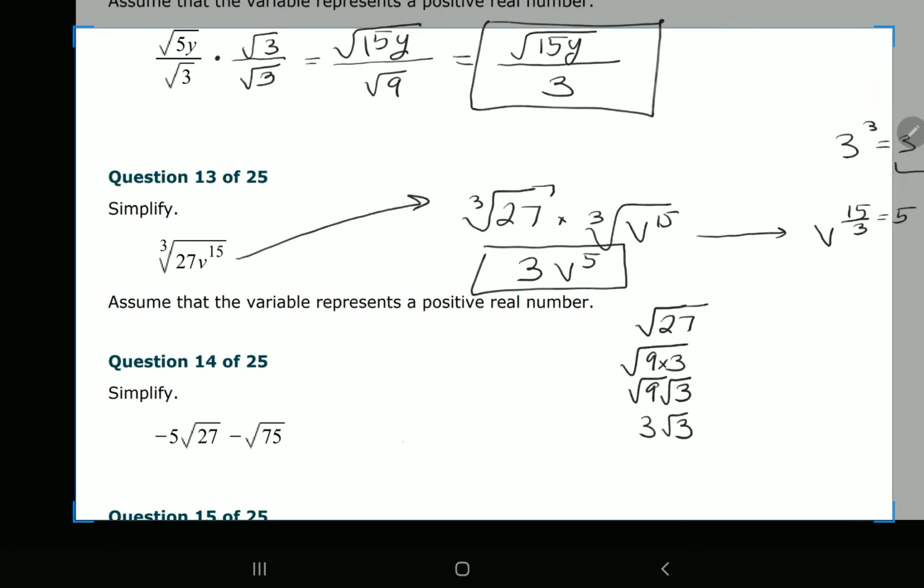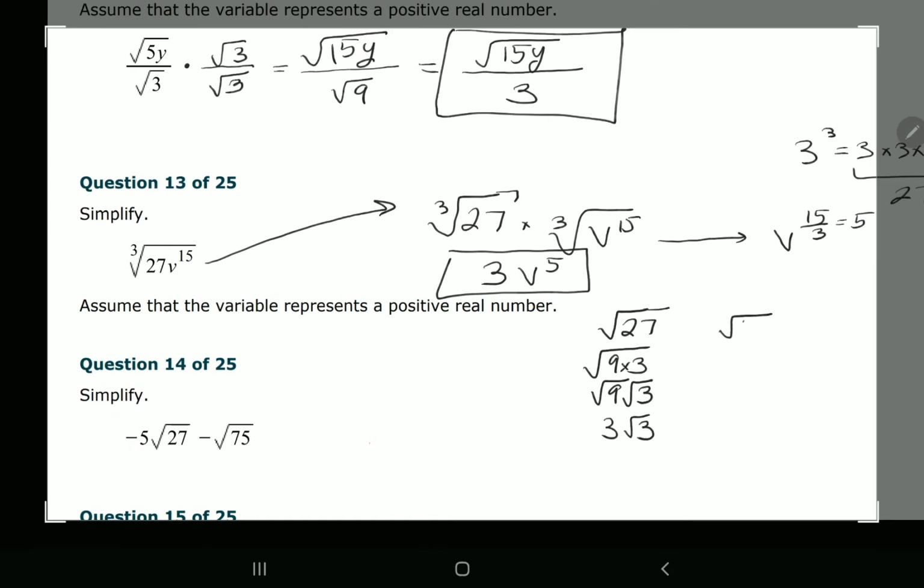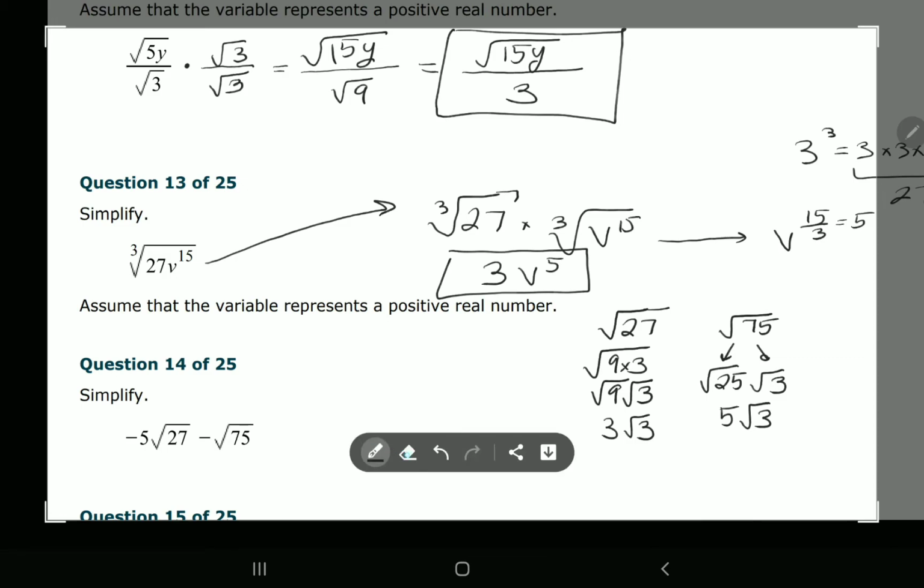Now when it comes to the square root of 75, and we did it earlier, that equals the square root of 25 times the square root of 3. Square root of 25 is going to be 5. The square root of 3 remains the same. So now that we know that, and let's change my color to blue now, I can rewrite it. This is negative 5 times 3 square root of 3 minus 5 square root of 3.